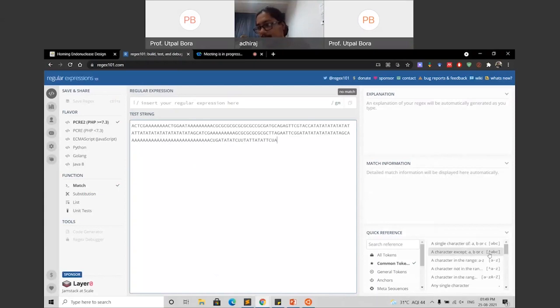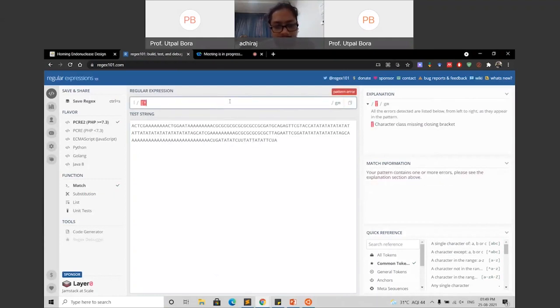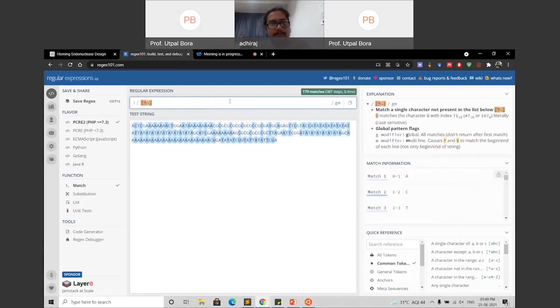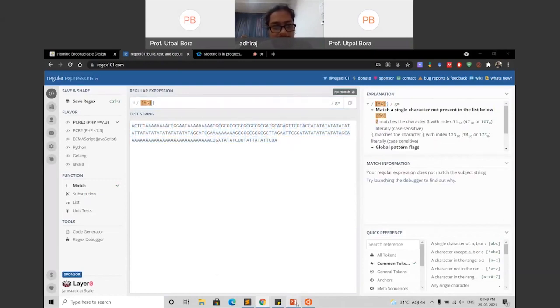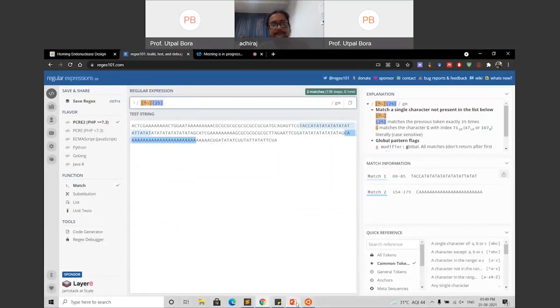This is what you'll be using here. Okay, the square bracket. So what I need is something without a G, and it should be how much? 25, right? So it should be 25. So of course, this poly A tail doesn't have a G. So we can search for a G like that.